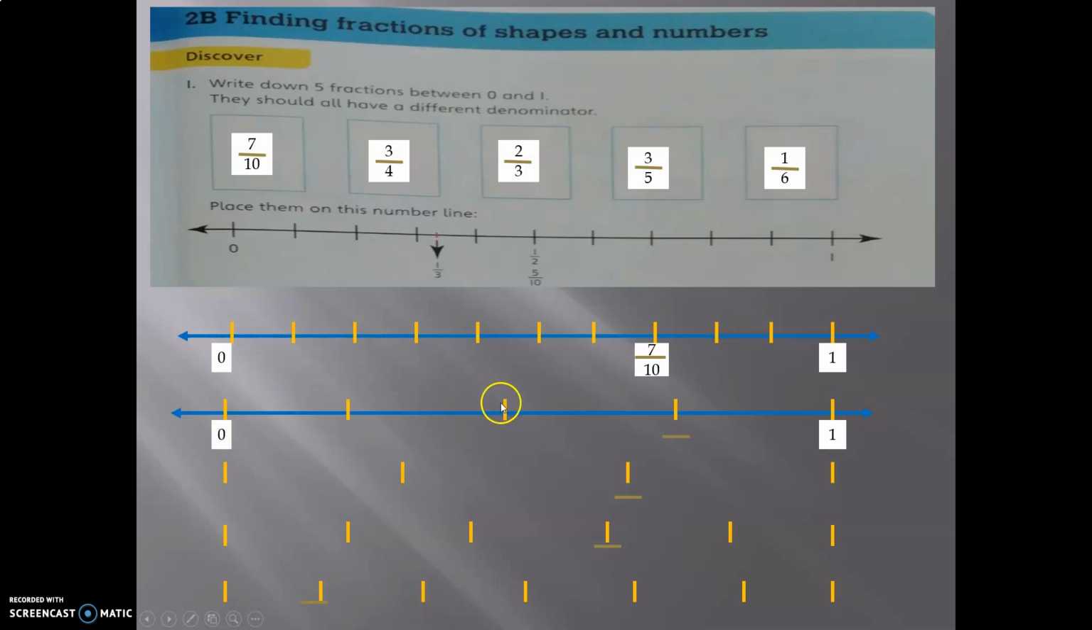Move another part, I finish 2 out of 4. Another part, I finish 3 out of 4. So here I'm going to put 3 out of 4. So I still need to move one more part to reach 1. Or in another way, to finish 4 out of 4. If you remember, 4 out of 4 means I reach 1.